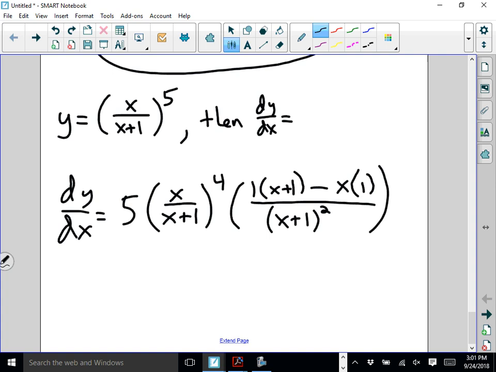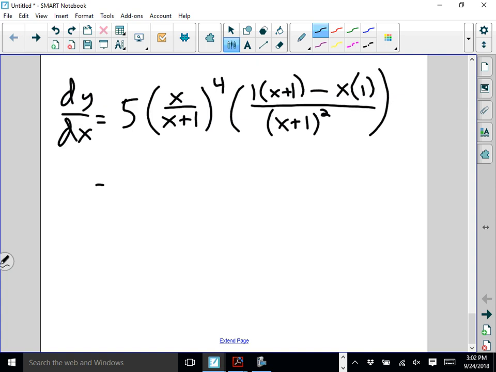Here's the problem with multiple choice. That doesn't look like any of my options. Okay, so we're going to need to simplify this thing. This is why I want you to practice simplification. Okay? Let's start with that x over x plus 1 to the 4th. Right? Anytime I have a fraction to a power, it's the top to that power, the bottom to that power. So I'm just going to say this equals 5 times x to the 4th over x plus 1 quantity to the 4th.